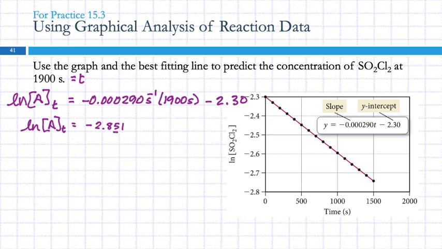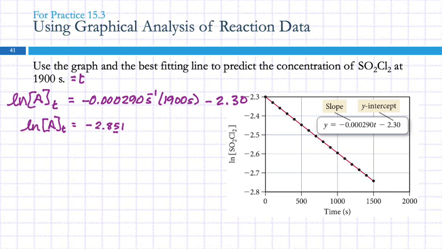The danger where you can get into trouble is if you round things off too much. If we rounded this off to negative 3, we would get a very different answer. So keep a couple extra digits. That's what I'm trying to say. Okay, how do we get rid of this natural logarithm?